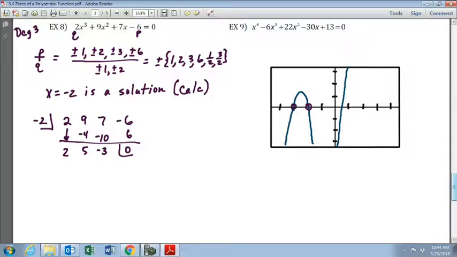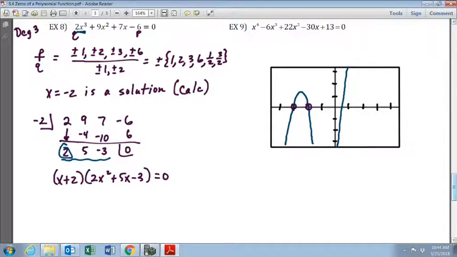So now we can rewrite this equation in factored form. It'd be x plus 2 times 2x squared plus 5x minus 3, which of course we are getting from right here. We know that since we started with a cubic function and we're dividing by a linear function x plus 2, our degree is going to drop by 1. So here we start with 2x squared, then 5x, then minus 3.